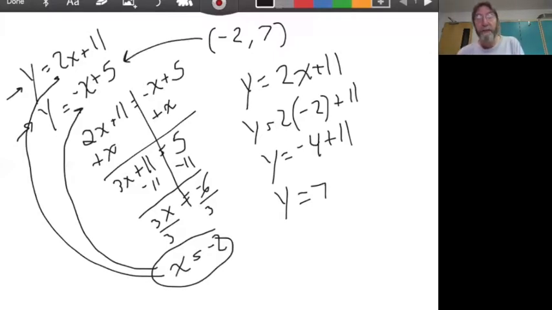The opposite of negative 2 is 4. Sorry, the opposite of negative 2 is 2. Oy vey. Plus 5 is, in fact, 7.